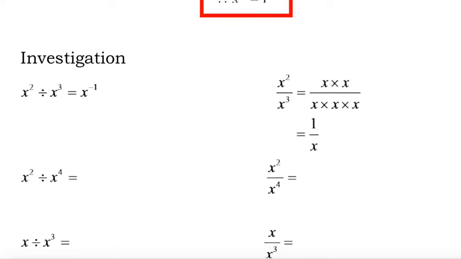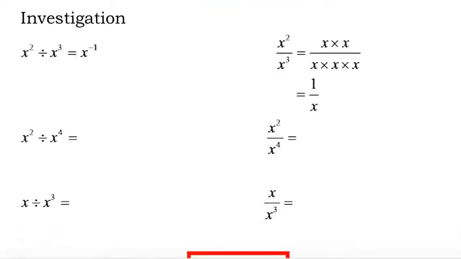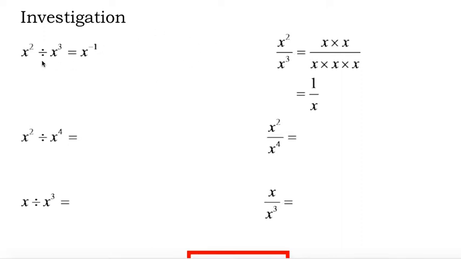The next one is looking at negative indices. So let's use what we already know as well. Here we know when we divide, we subtract the powers. Remember, the bases have to be the same. So we just do 2 minus 3 is minus 1. No problem there. But if we also use this idea that I can write this question as a fraction, I can do some cancelling like we would normally with numerical fractions. So I can say x over x is 1, so it's actually 1 over 1.